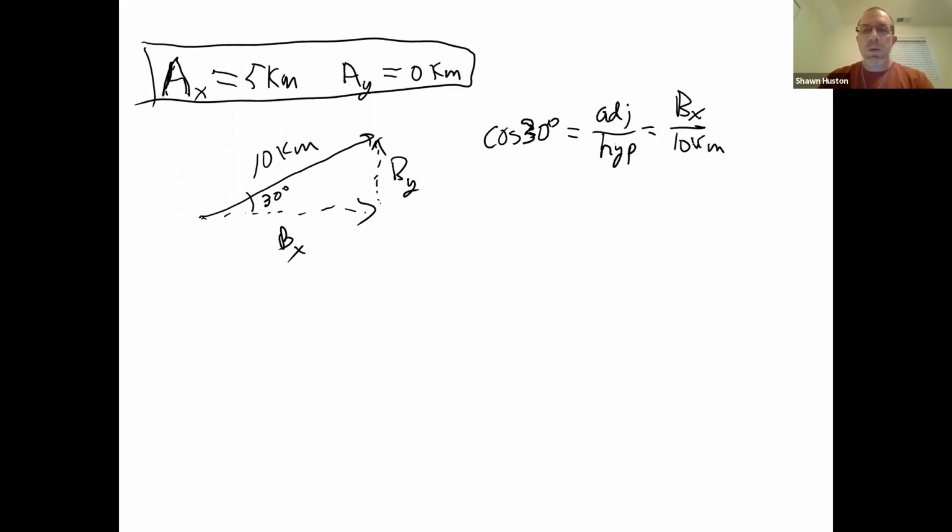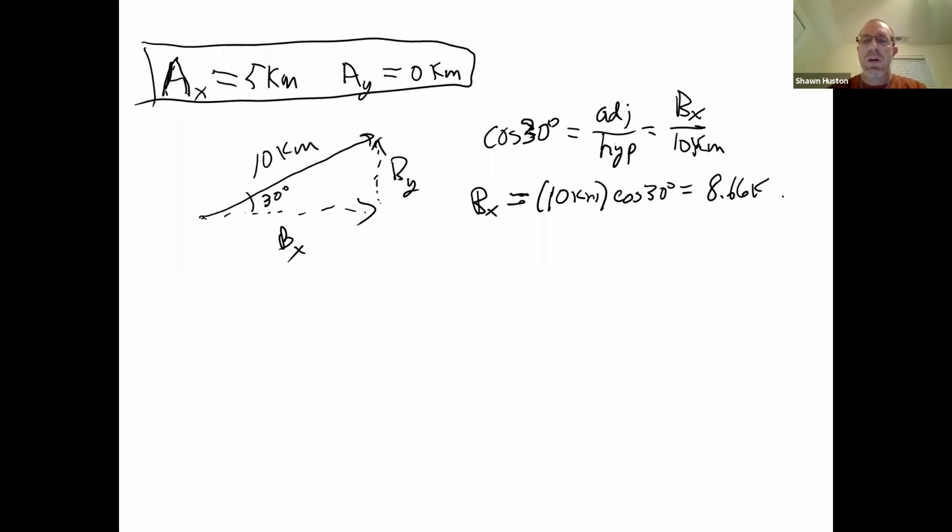That's supposed to be a kilometer there. There we go. So then B sub x would be what? 10 kilometers times the cosine of 30 degrees, which ends up being 8.66 kilometers. And that's important, so I'm going to put a box around it.